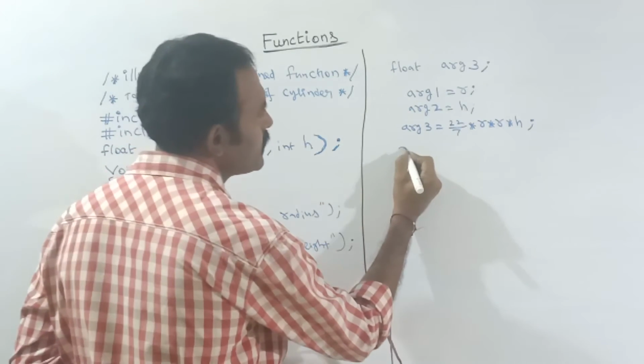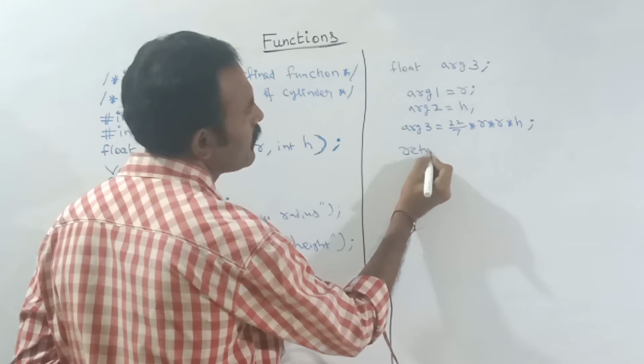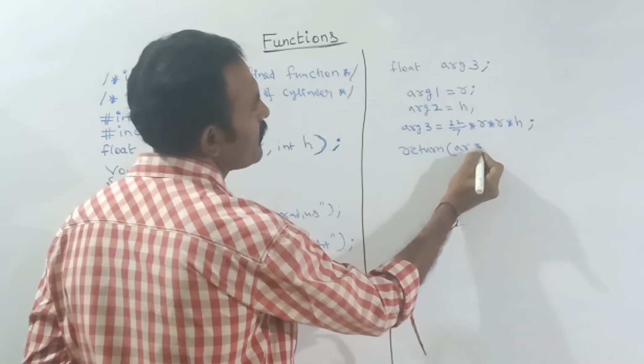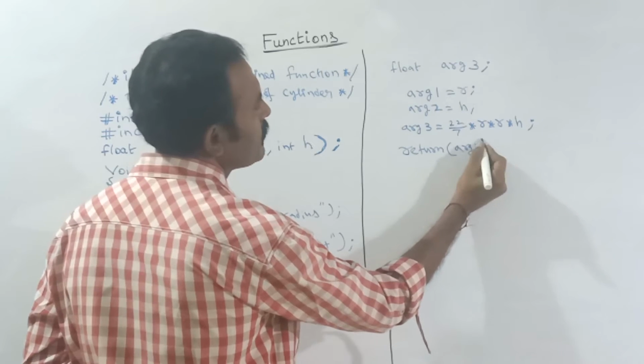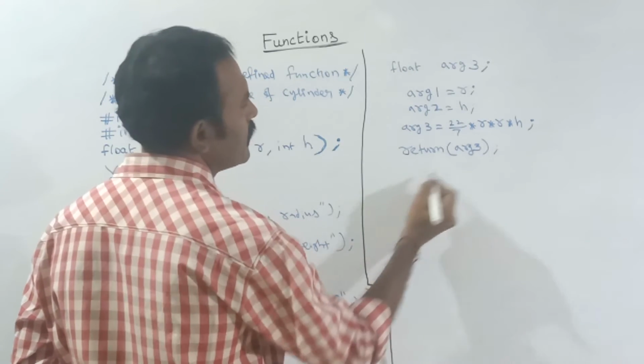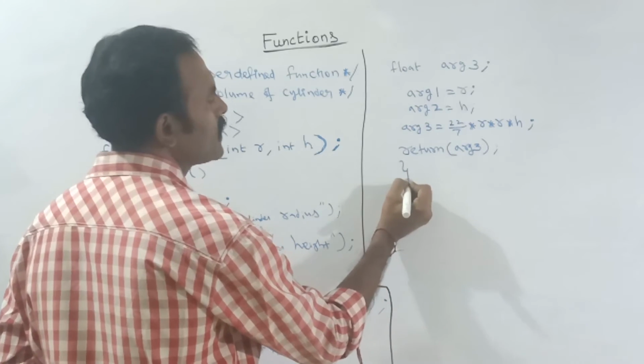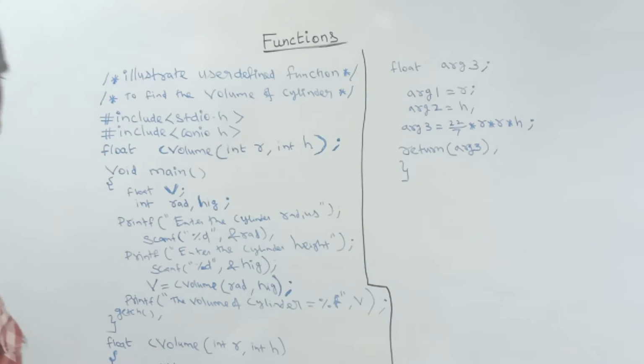After that I am returning this argument 3, to where the function was called from. Return argument 3. I am returning this argument 3 and I am closing the function. See here, this is important.